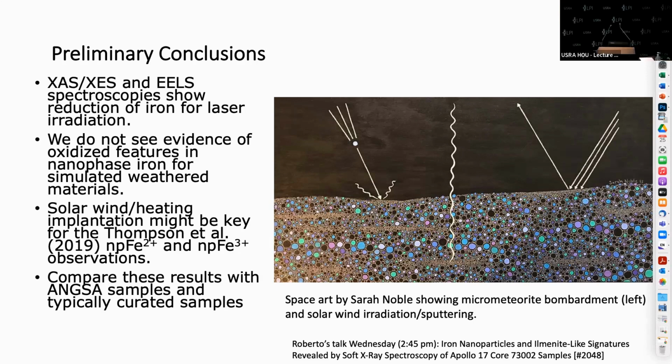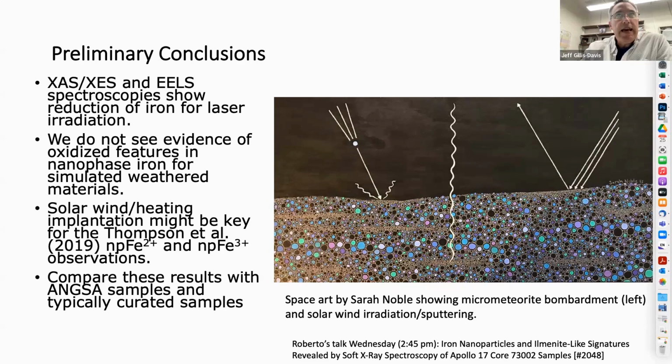And it's the exact same sample after? It's the exact same sample in that I create a powder. I take a portion of that and laser weather it. So I send off 2 samples to Roberto to analyze. They're the same starting sample, but only one gets laser irradiated.